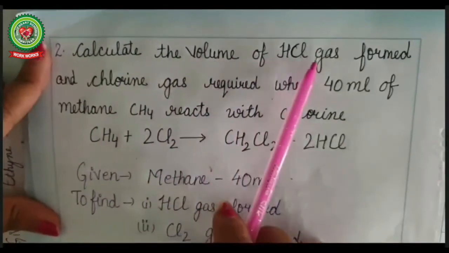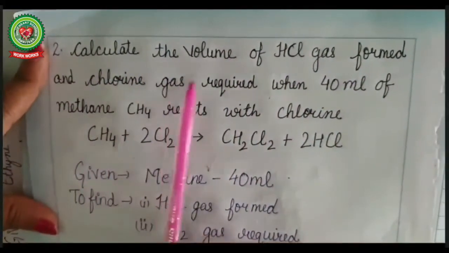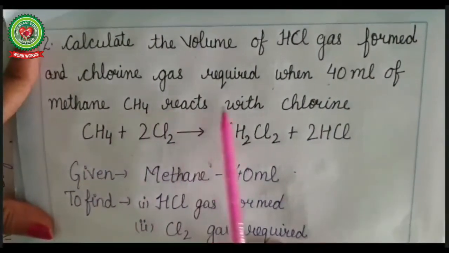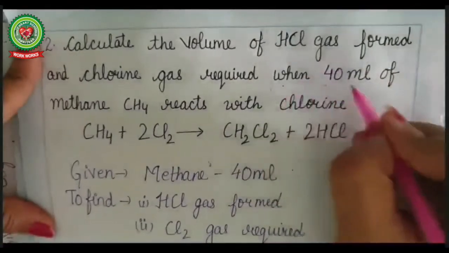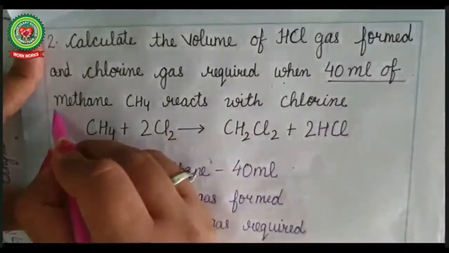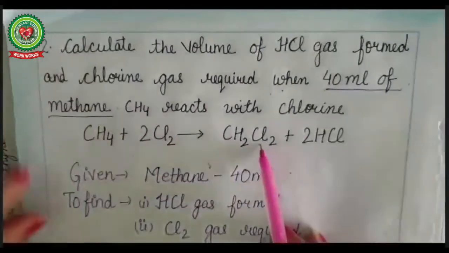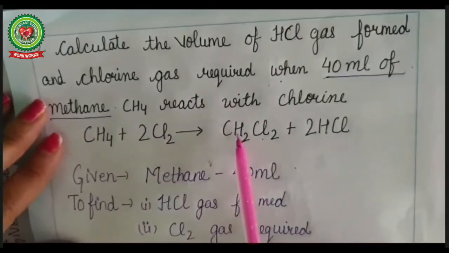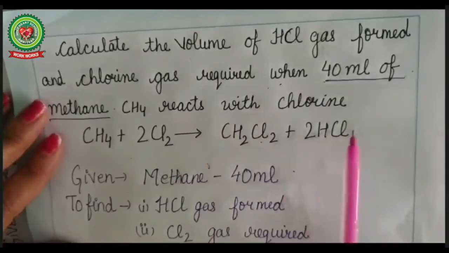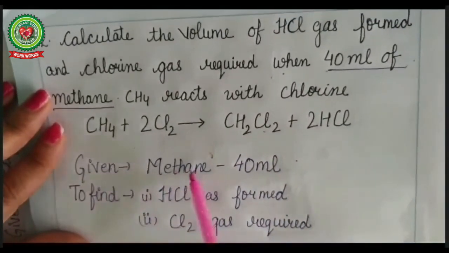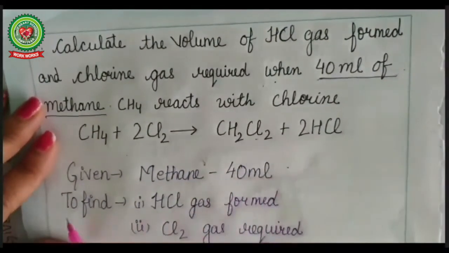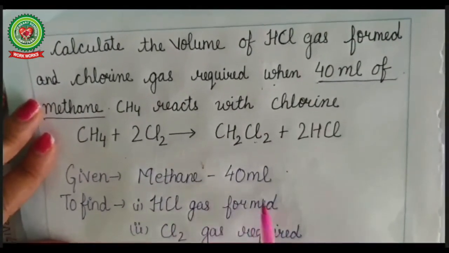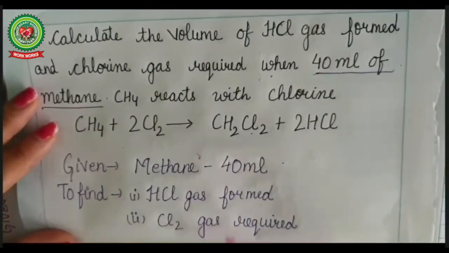Calculate the volume of HCl gas formed and chlorine gas required when 40 ml of methane, that is CH4, reacts with chlorine. It means the value that is given to you in this numerical is 40 ml of methane. With that equation is given to you, that is CH4 plus 2Cl2 will give CH2Cl2 plus 2HCl. So the value that is given to you is methane 40 ml. And the values that we had to find in the numerical is HCl gas formed and Cl2 gas required.